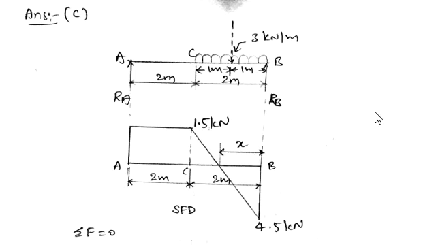So at those two points, where the SFD changes sign or is 0, the shear force is 0, so at that location we know we'll get the maximum bending moment. To find that location we require the SFD, and to draw the SFD we require these reactions.